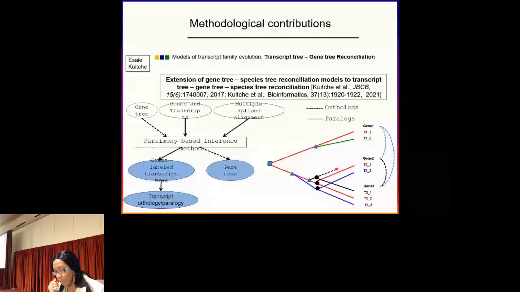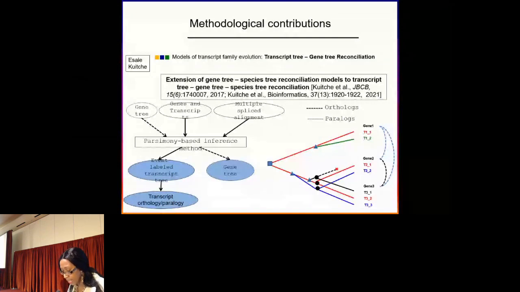Based on this reconciliation model explaining the evolution of transcripts inside gene trees, we were actually able to extend the notion of orthology in biology from gene to transcript. So for instance, we have talked about orthologs and paralogs at the level of genes, and then it's the same at the level of transcripts.